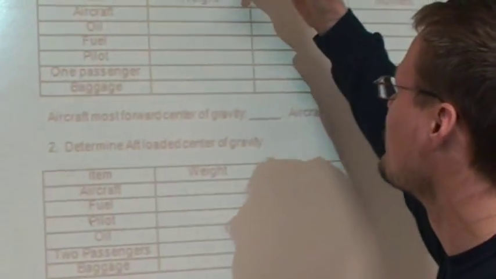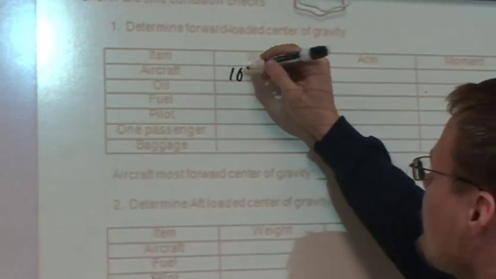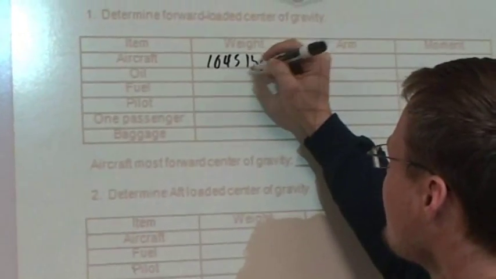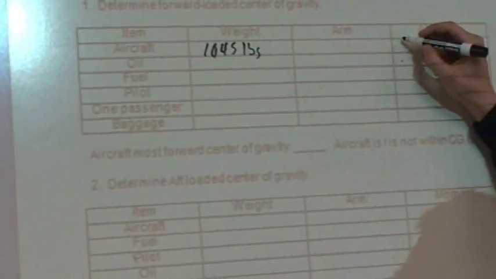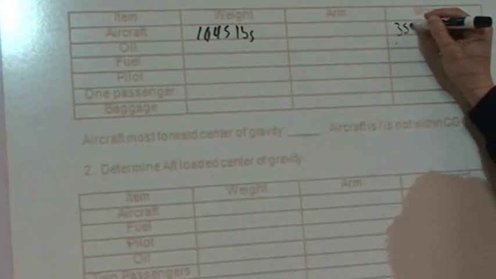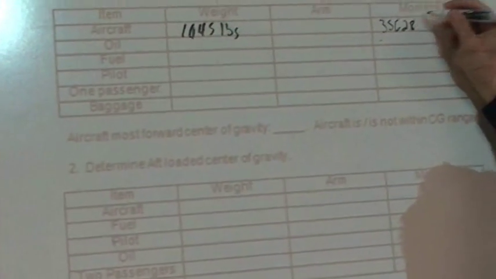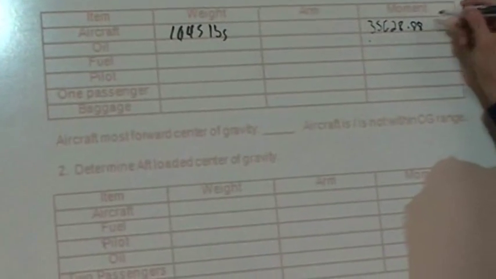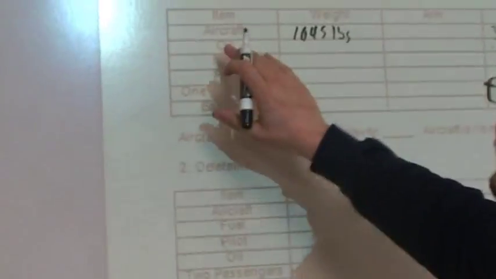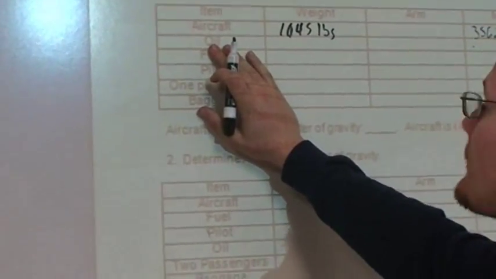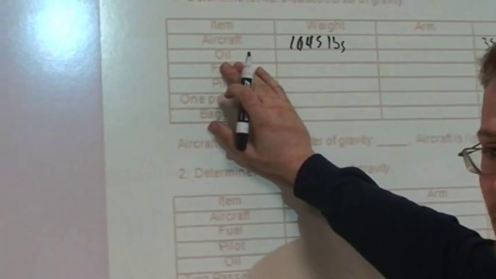Okay, so we're going to go through this. Our aircraft empty weight was 1,045 pounds. And the total moment for that? 35628.88 inch pounds. Now, we got this because we just did the previous form, so we took our information from the previous form. Now we're going to add our oil weight in, and since it's 6 quarts, we take our full oil weight. Go ahead.